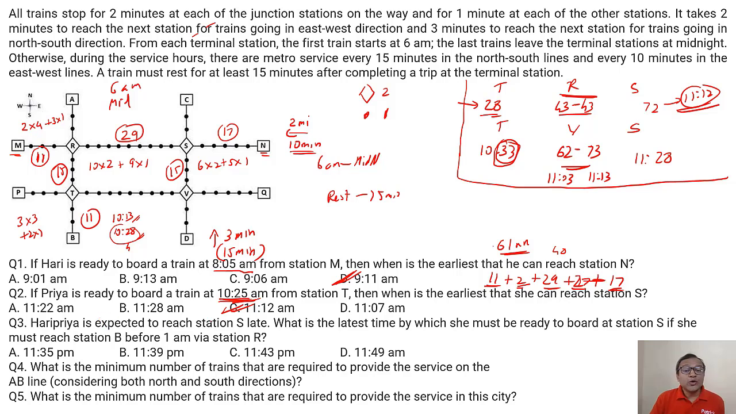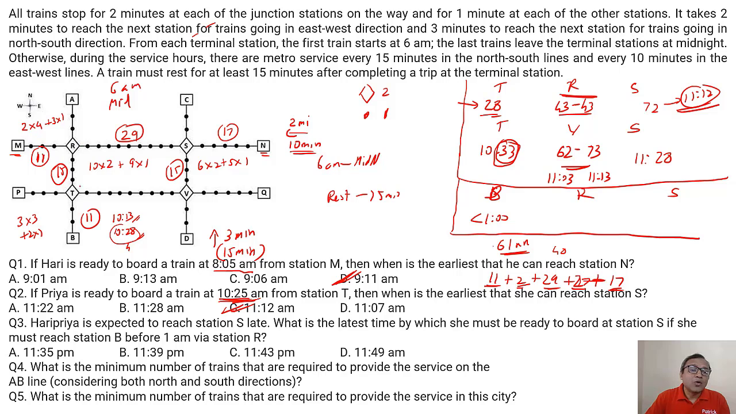Next, Haripriya is expected to reach station S late. Okay, what is the latest time he must board at S? So latest time to board at S, right? So basically he's taking a route which is BRS. Let me put it BRS. So he needs to reach B before 1 o'clock.